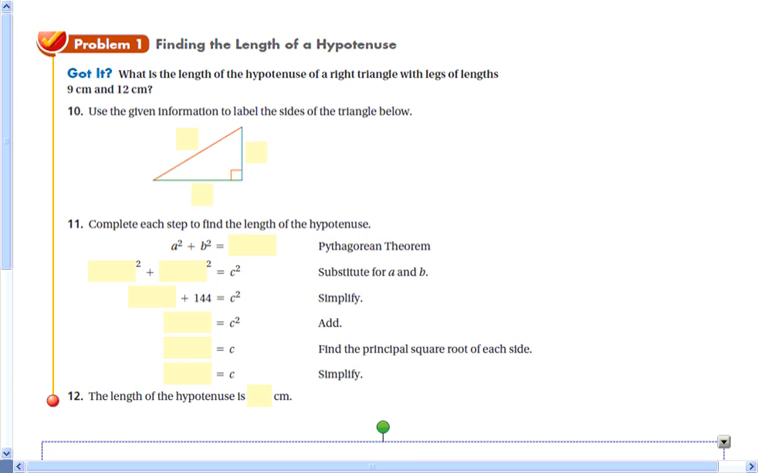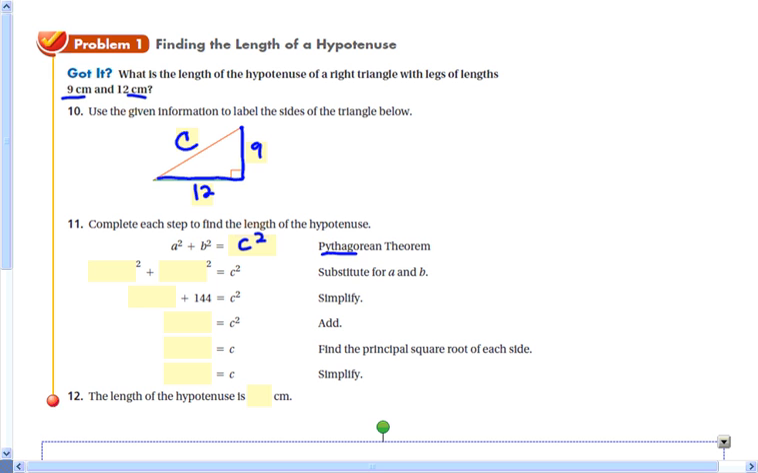Okay, so here's the problem. What is the length of the hypotenuse of a right triangle with legs of lengths 9 and 12? So the legs are 9 and 12. The legs are the two parts that make up the right angle. And I'm going to assume that the shorter one is the 9 and the longer one is the 12. So I'm going to put that in there. And then the other one we're going to call c, the hypotenuse we usually label with c. So we need to remember this formula, a squared plus b squared equals c squared.